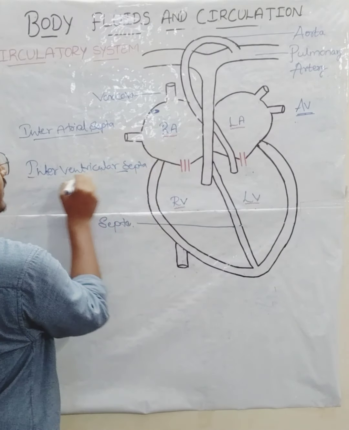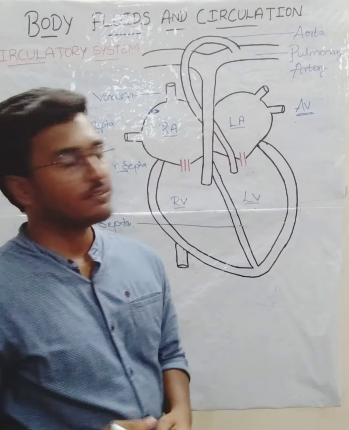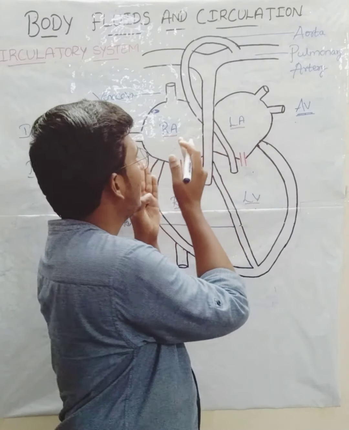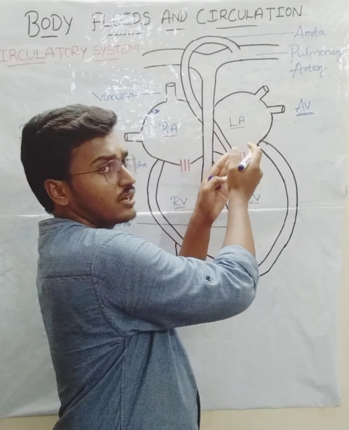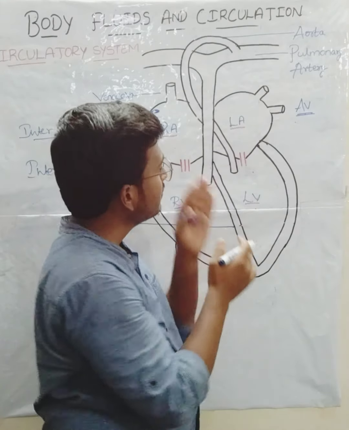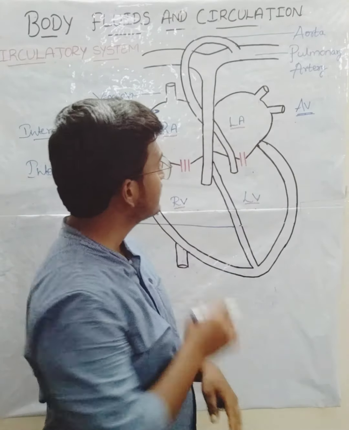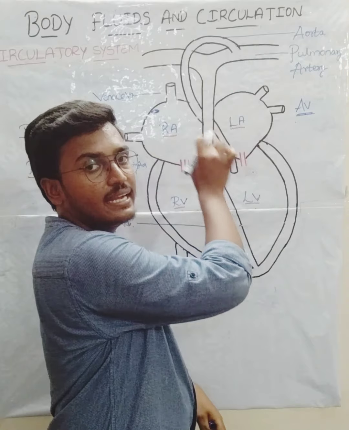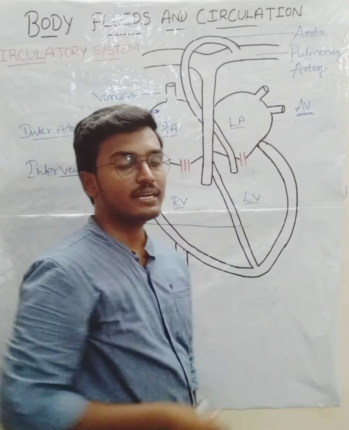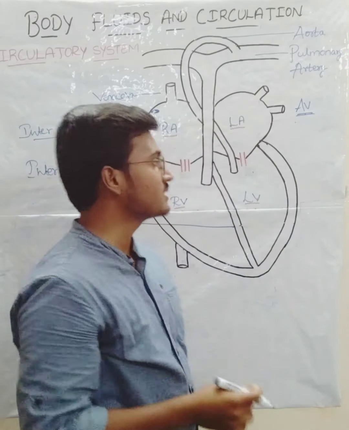It's quite easy. The septa present between the two auricles, the right atrium and the left atrium, is the interatrial septa. Between the ventricles, the interventricular septa is present.